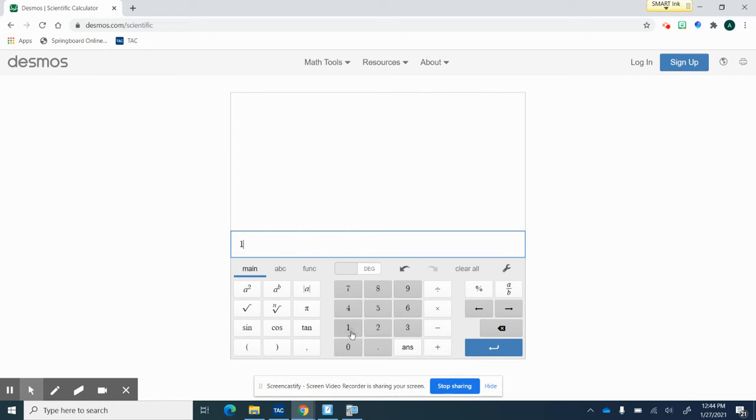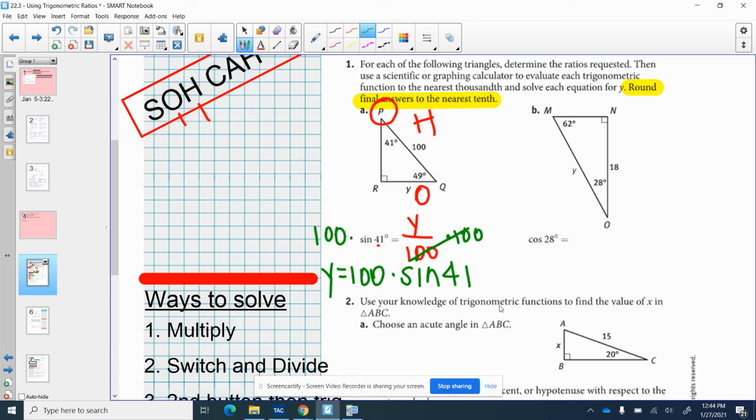And again, we're going to type in 100 times the sine of 41, okay? And what we're going to see is that our answer comes out to be about 65.6 when we do that. So that is going to be the length of our side here for y, right? That's our final answer, 65.6.